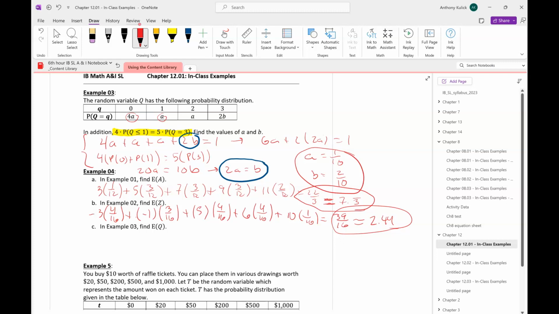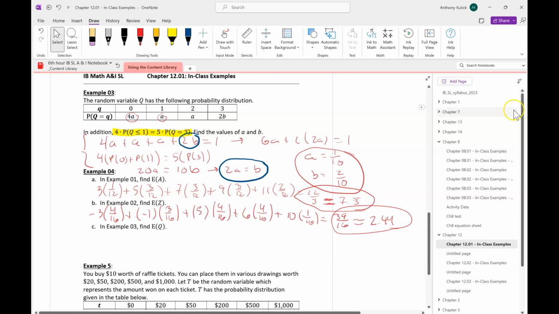Again, not too bad, right? You had to remember how to do that expectation, but the actual process of that calculation is pretty simple. There's no nasty algebra involved in that. You just had to remember what things meant.